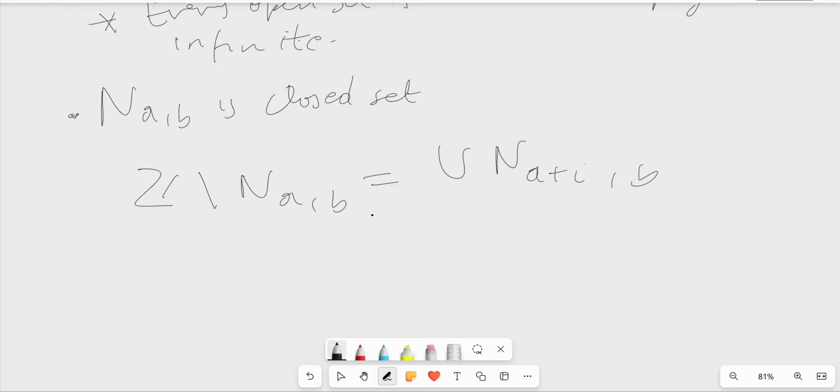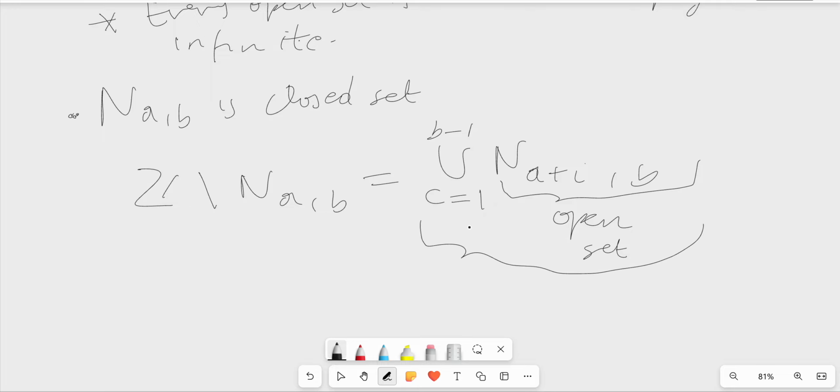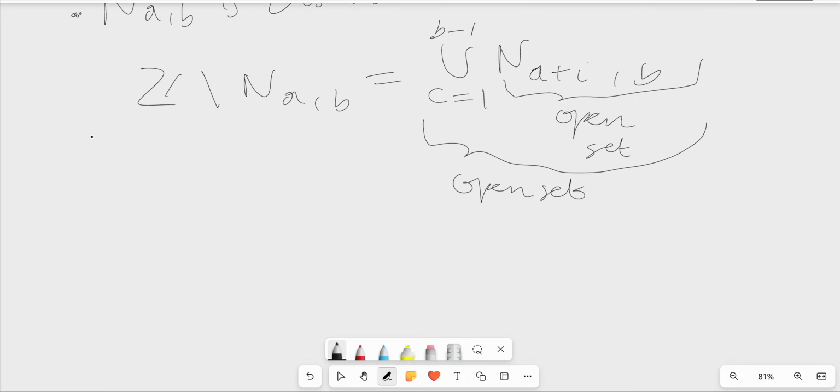These are like finding numbers which have remainder A when divided by B. So these are the other remainders, where I goes from 1 to B minus 1. So this is an open set, this is an open set, and a union of open sets, which is also finite, is an open set. Therefore NAB is closed.